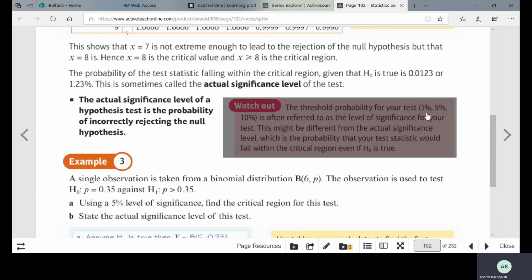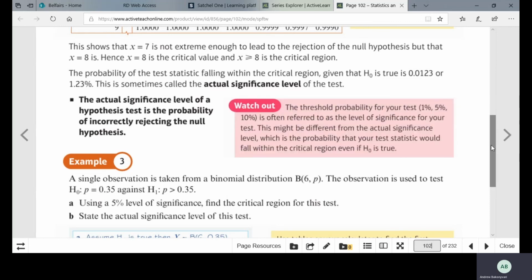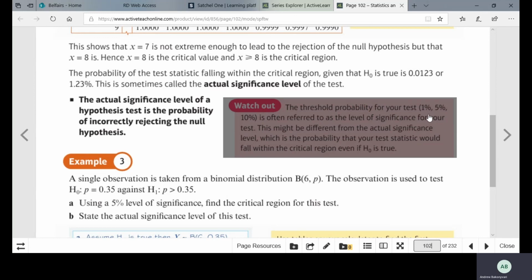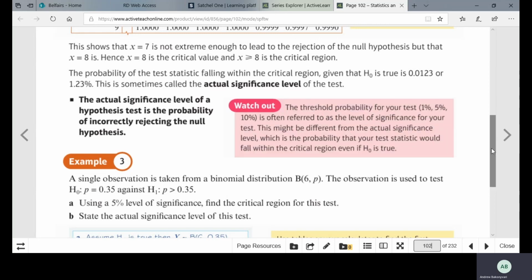We do get some 1%, but that allows, as I said, quite a lot of wiggle room for the null hypothesis. So we don't use those too often. If we get a 1% significance level, it means we really want to be sure that something isn't right about that probability.